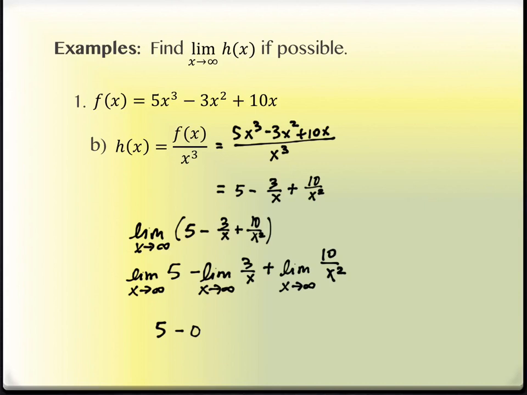How about the last one? 10 over x squared limit. Also 0. So I now have 5 minus 0 plus 0. My limit is actually 5.